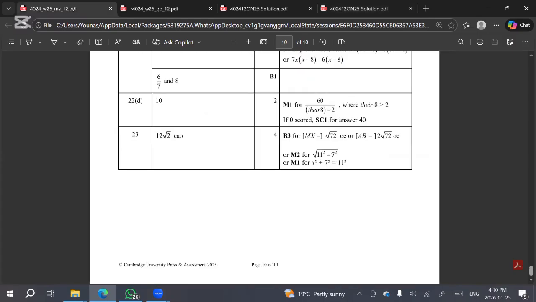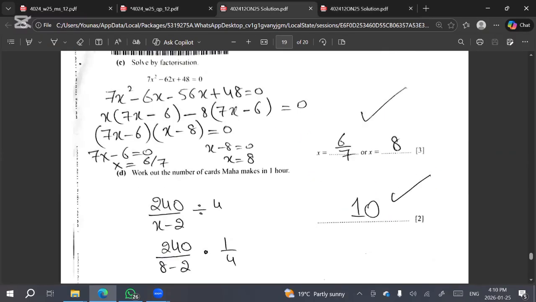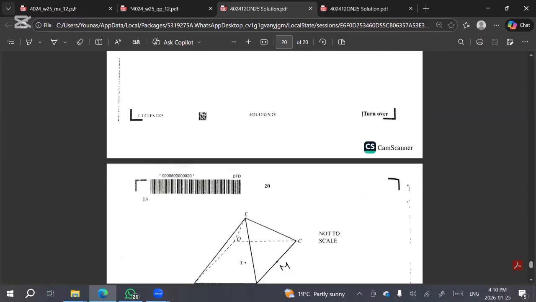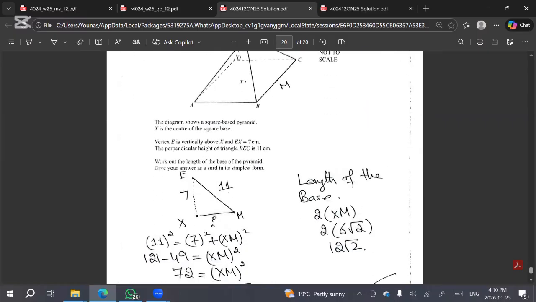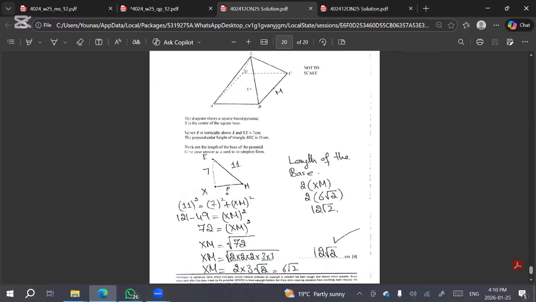So this is my solution. This is how this is done. Let me show you the whole solution together. This is how this is done.